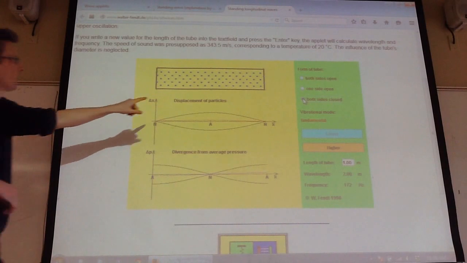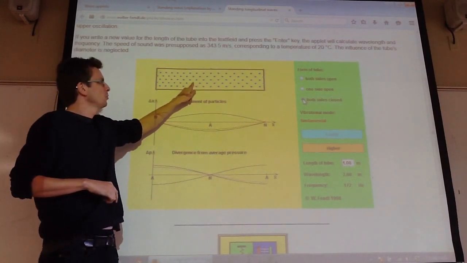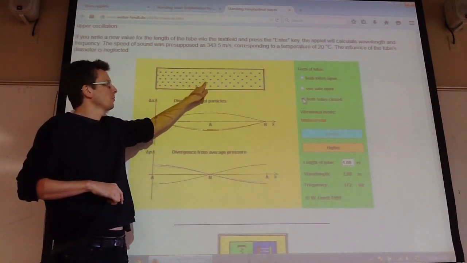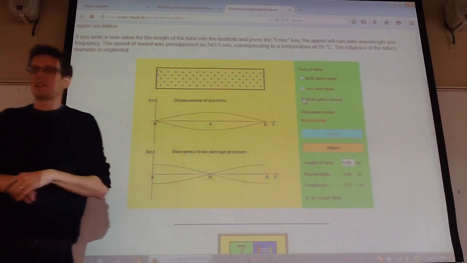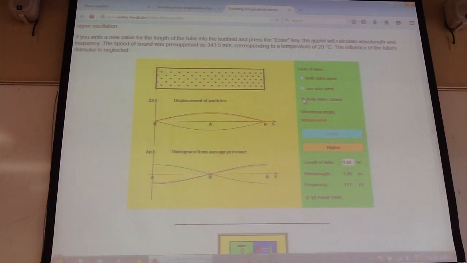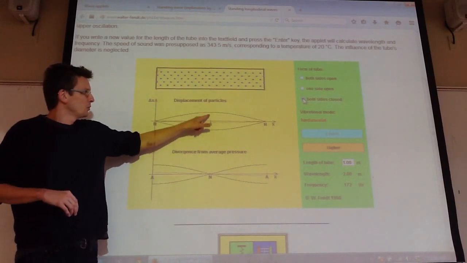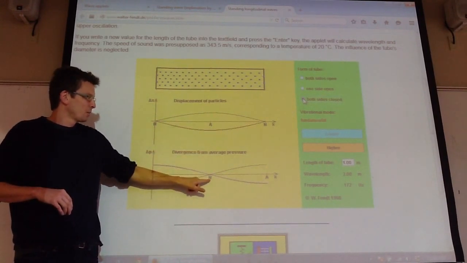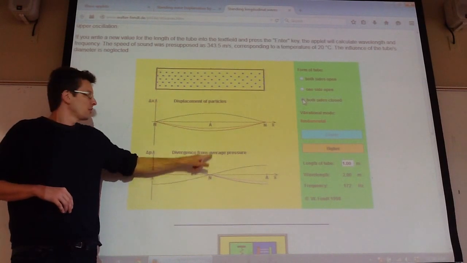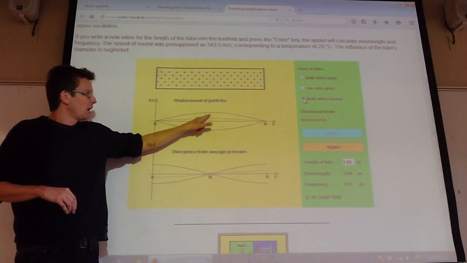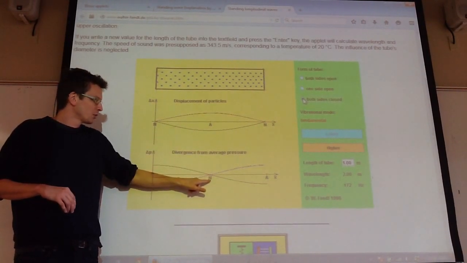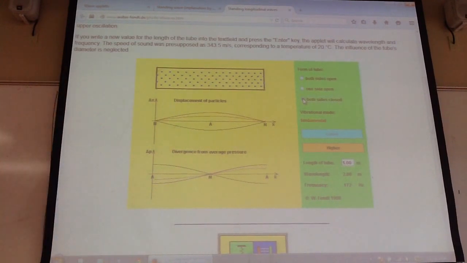It's the air molecules in the middle that are just moving with the crowd, right? Because they can move, they don't experience any pressure variation, right? That's the safest place to be, right? So because you can move, you have maximum displacement, you don't experience any pressure change. So it's a displacement antinode, it's a pressure node, okay?